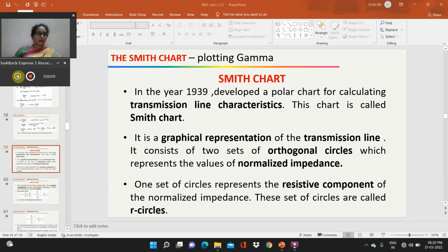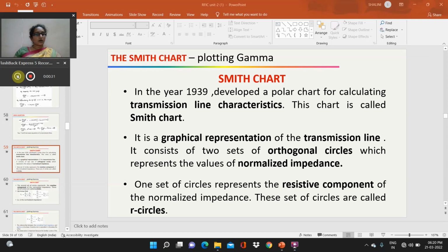Today we are going to discuss the Smith chart plotting gamma. So, how can this gamma be plotted? In the year 1939, a polar chart was developed for calculating transmission line characteristics. This chart is called the Smith chart. It is a graphical representation of the transmission line.